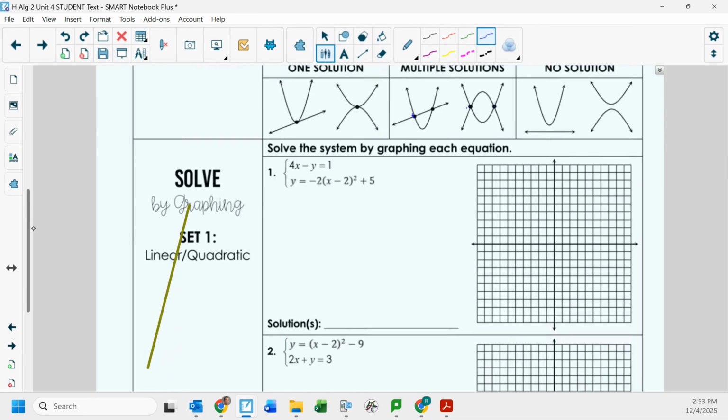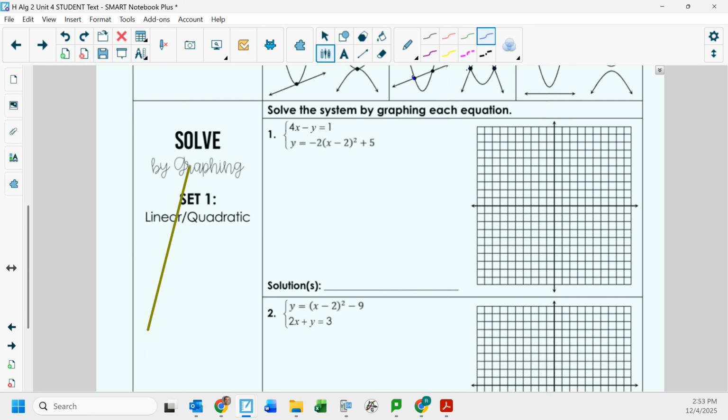So we're going to look at example 1 here. In this case, we are going to have a line and we're also going to have a parabola. First, with the line, I'll do the line in green. I want to get the y by itself. So I would subtract 4x and then divide by -1. So I have positive y. That would give me y equals positive 4x minus 1.